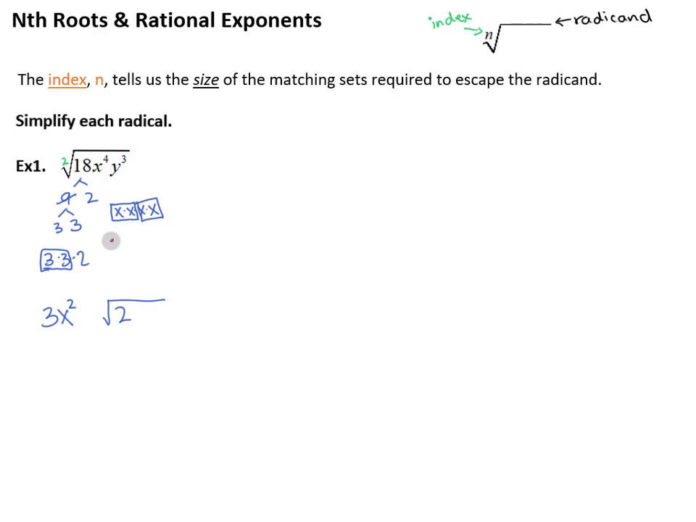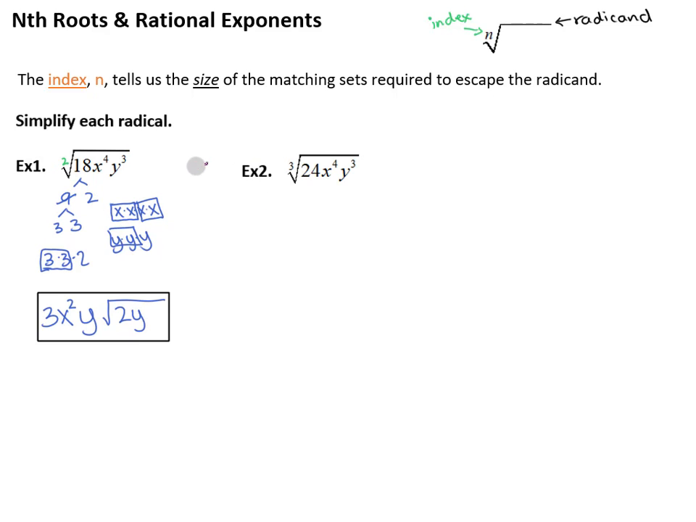Very similarly for our last variable, y cubed means we have y times y times y. We have 1 set of 2, so we get to bring 1 y out of our radical, and 1 y is left over, which would stay inside of our radicand. And so our answer is 3x squared y times the square root of 2y. That is as simplified as we can make it.